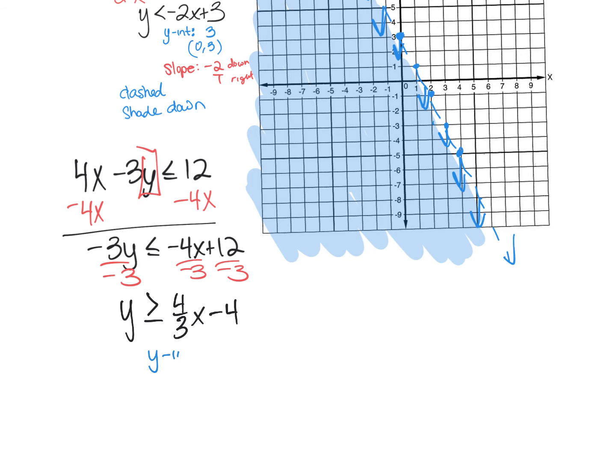So what is my y-intercept? Right, negative 4 is my y-intercept. That's the point (0, negative 4). What is my slope? 4/3, which means up 4 and right 3. And then am I going to have a solid or a dashed line? Solid, because it's greater than or equal to. So let's see, we'll go to negative 4. Up 4/3.